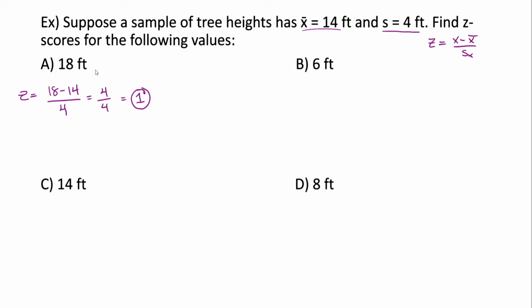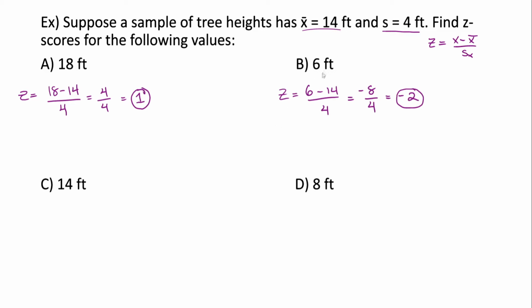For part B, we want to find the z-score for 6 feet. So we'll start plugging values in here. Our x in this case is 6. Our mean is still 14. Our standard deviation is still 4. We end up with negative 8 over 4, which is equal to negative 2. Z-scores can be negative. If we have a negative z-score, that just means that whatever value we have is below the mean. And 6 is below the mean.